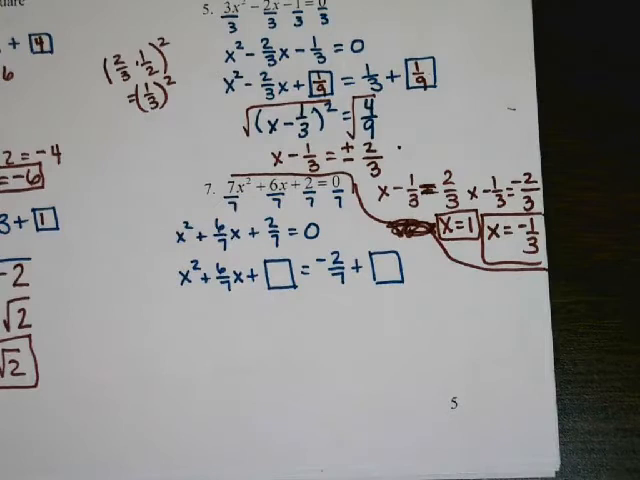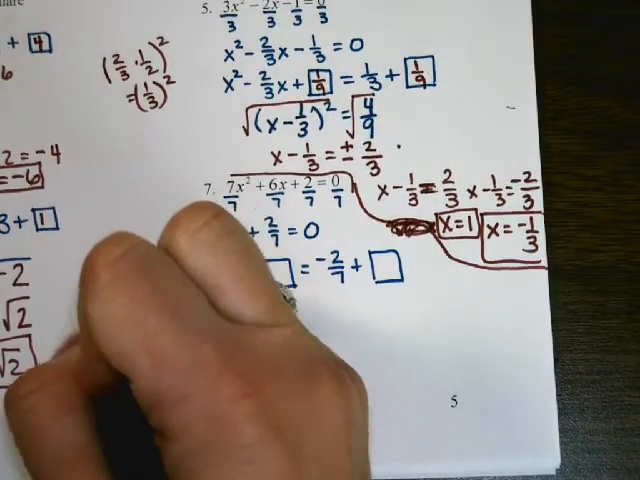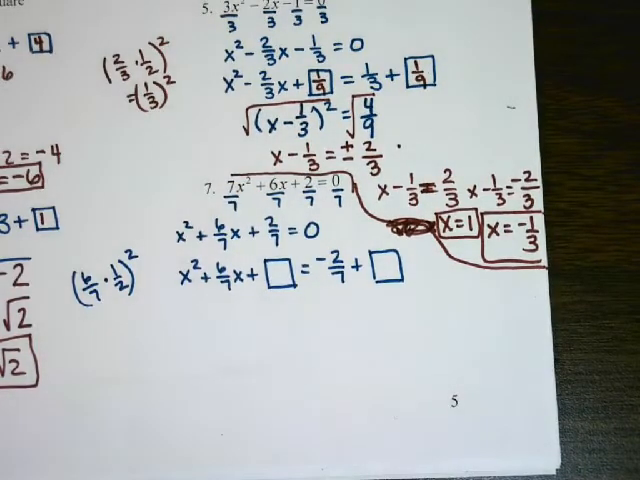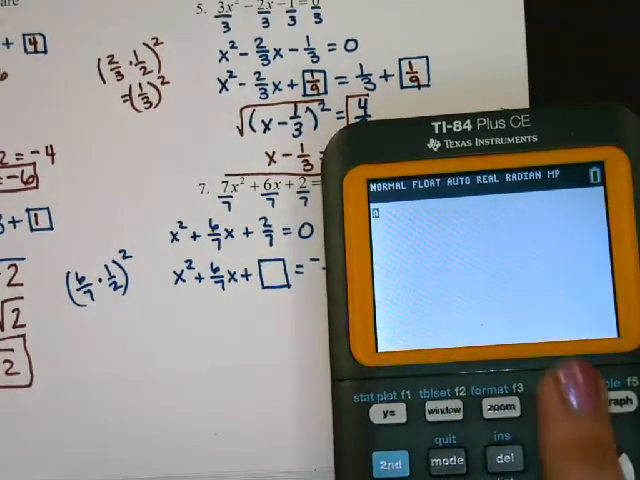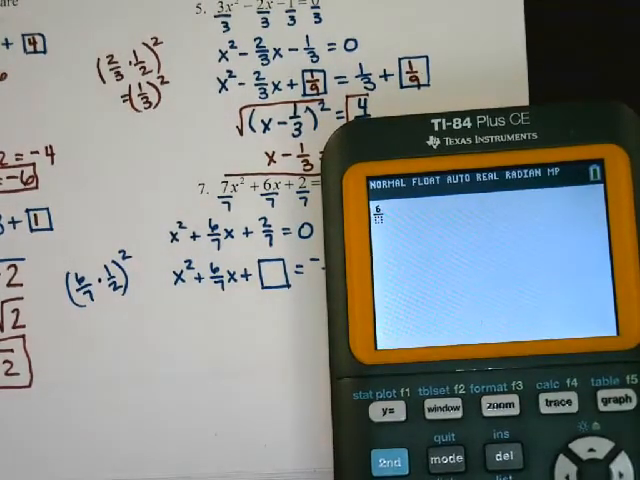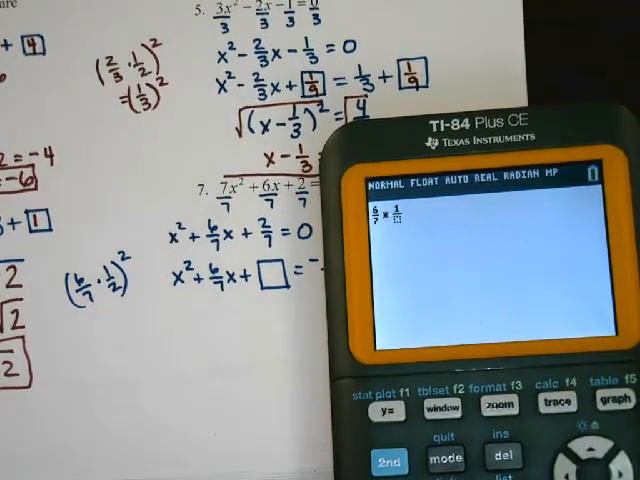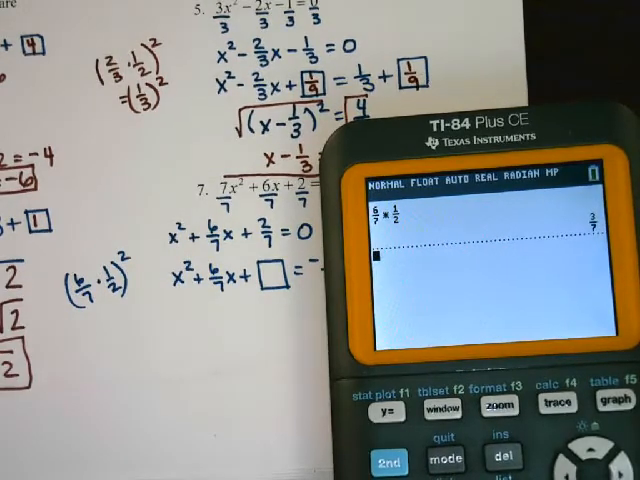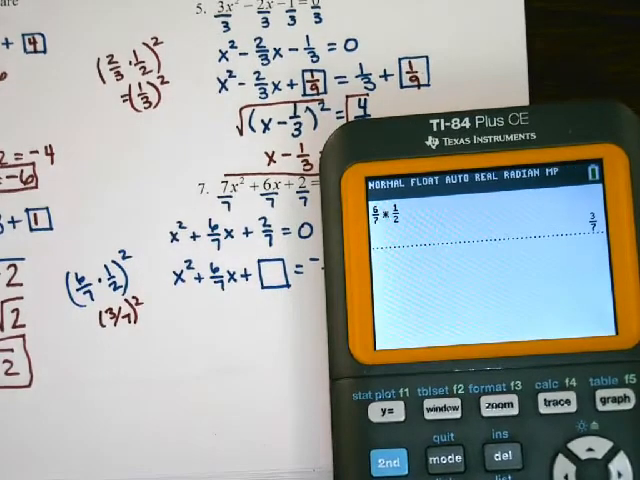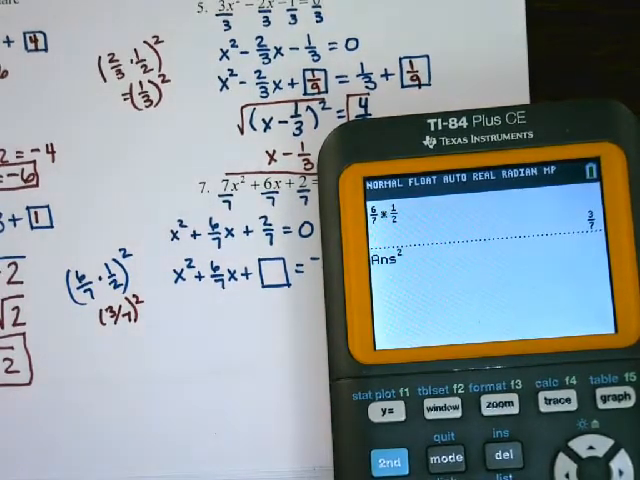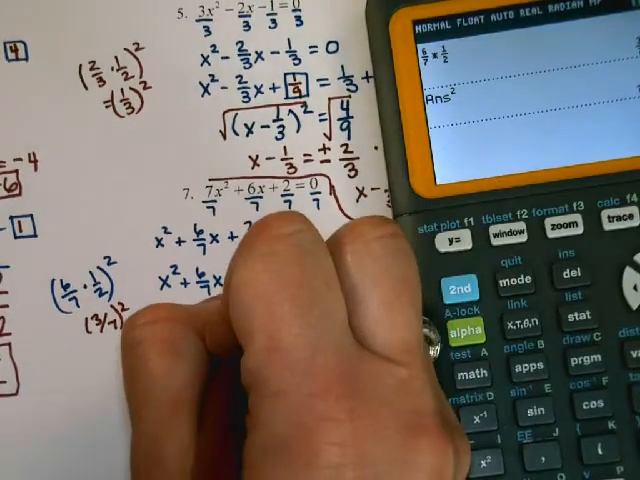Okay, my box, remember, is my b. Divide it by 2 or multiply it by 1/2. And then square him. Okay, let's use our calculator. 6/7 times 1/2 is 3/7. And then we're going to square it. 9/49 is what goes in my box.